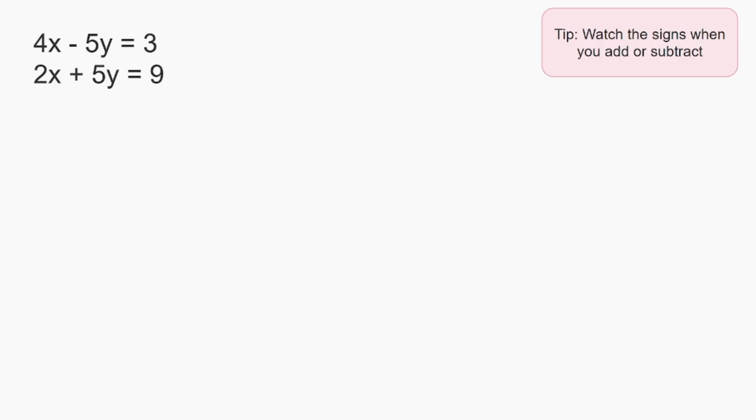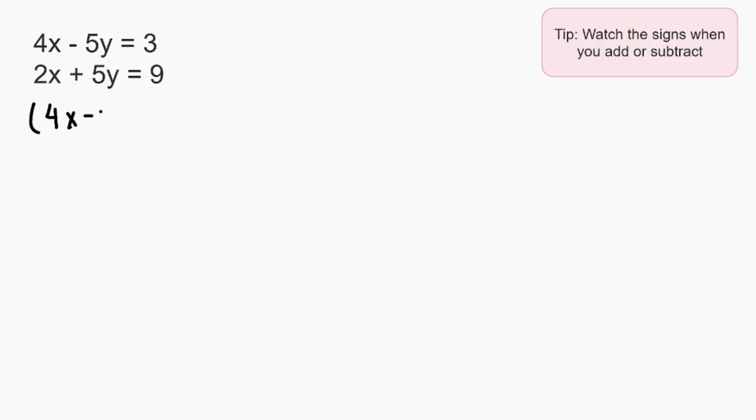And you might be asking, how do we know whether we should add or subtract? So we want to add or subtract to cancel out one of the variables. In this case, if we add negative 5 and 5 together, that makes 0. So we know in this case, we're going to add. So now let's get started with our adding.